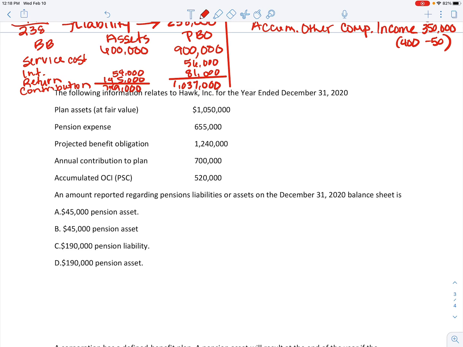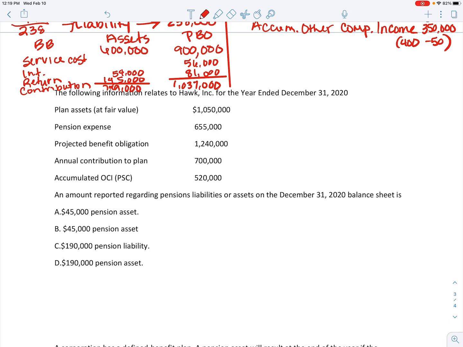So let's see again how these homework problems translate into multiple choice problems that you might see something similar to on an exam. This first one is giving you some of the information related to their defined benefit plan, and it's just asking you what amount is reported regarding pension liabilities or assets on the balance sheet for the year given.